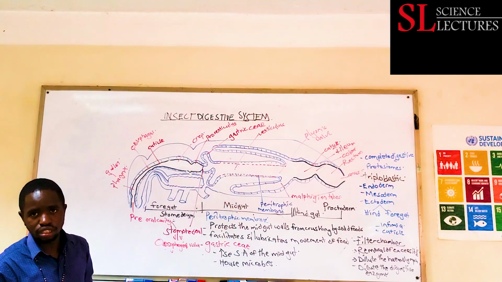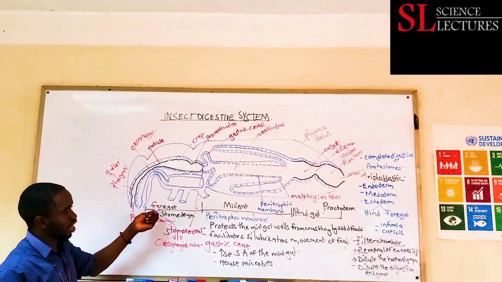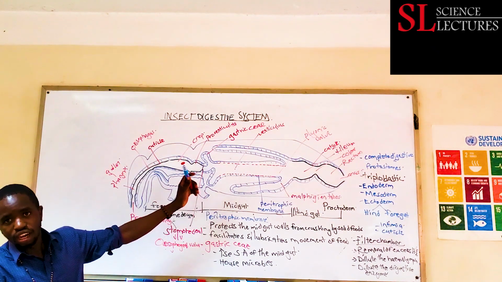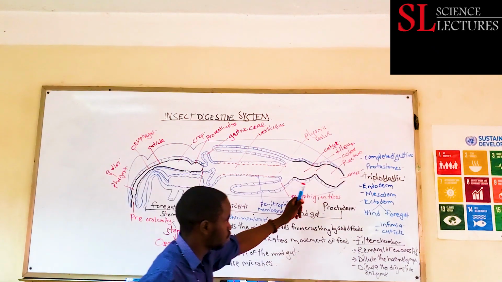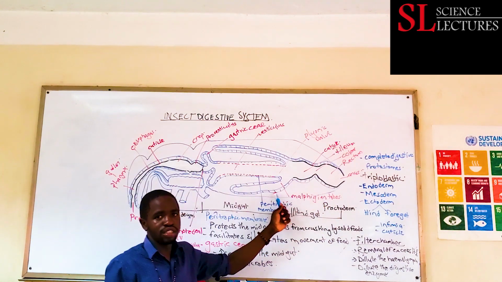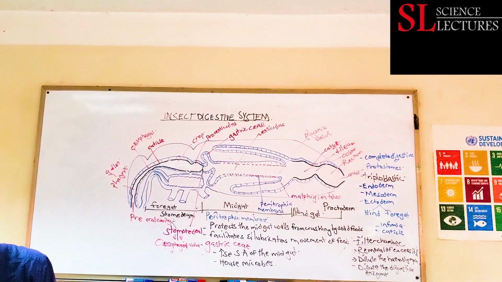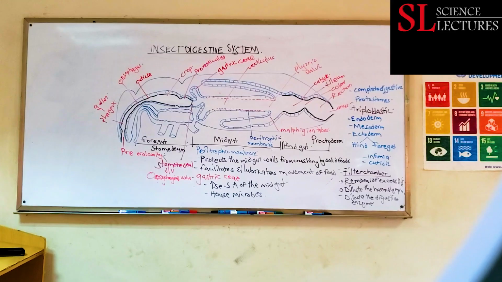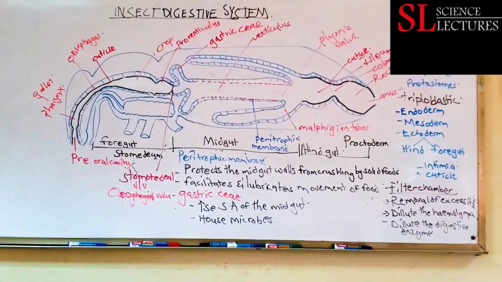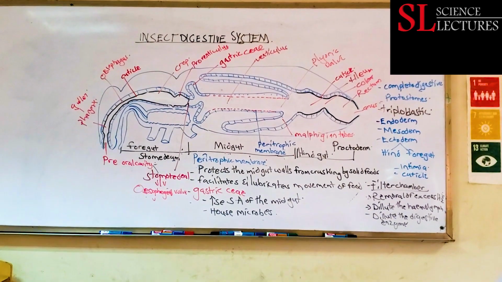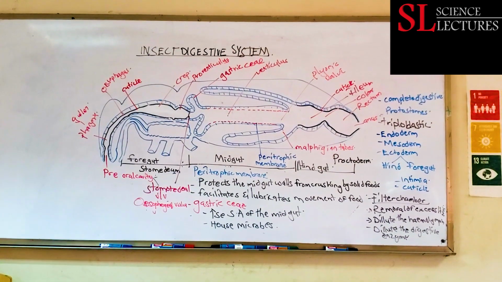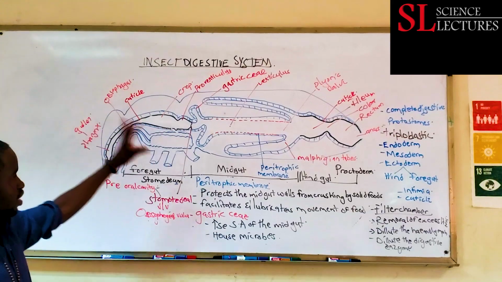So this is the outline of the digestive system of an insect and the various roles played by the various parts. Foregut, mid-gut, hind-gut, and we've seen the role of each part in the process of digestion. Okay, till next time.